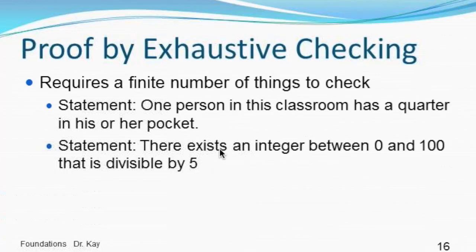Similarly, we can look at the statement, there exists an integer between 0 and 100 that's divisible by 5. Well, we could just start looking at all the integers between 0 and 100. I haven't been very specific here. I haven't said whether I'm including 0 and 100 or not, but let's start with 1. Nope, not divisible by 5. 2, nope, not divisible by 5. But we get to 5 and we say, oh, yep, 5 is divisible by 5, so the statement is true.